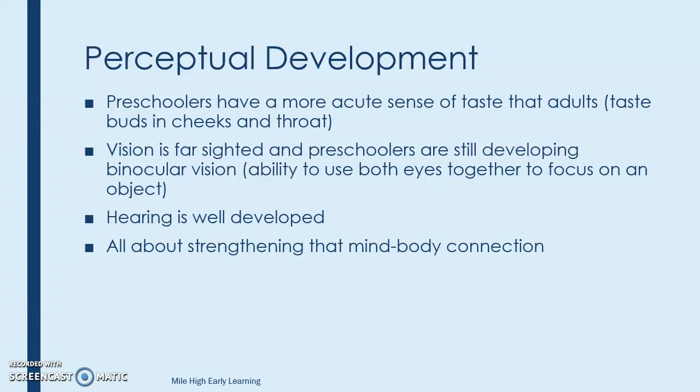Here are some interesting facts about perceptual development. Preschoolers have a more acute sense of taste than adults, which might explain why they don't like things like vegetables. They are actually very farsighted, and they're still developing binocular vision, so that's the ability to use both eyes together to focus on an object. However, hearing is pretty well developed, but during this time, perceptual development is really all about strengthening those mind-body connections.